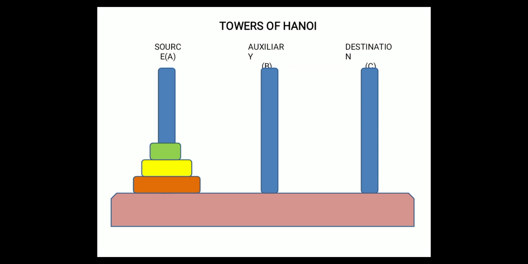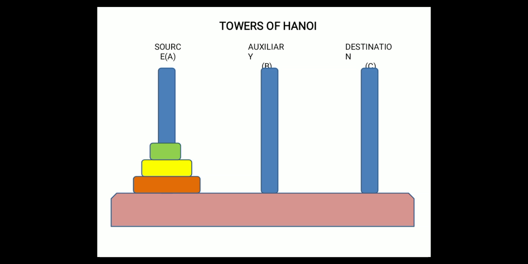You can just see the diagram over here. There are three towers. The first is the source, which is named A. The second is the auxiliary, which is named B. And the third is the destination, which is named C. Herein there are three discs, the red disc, the yellow and the green disc.